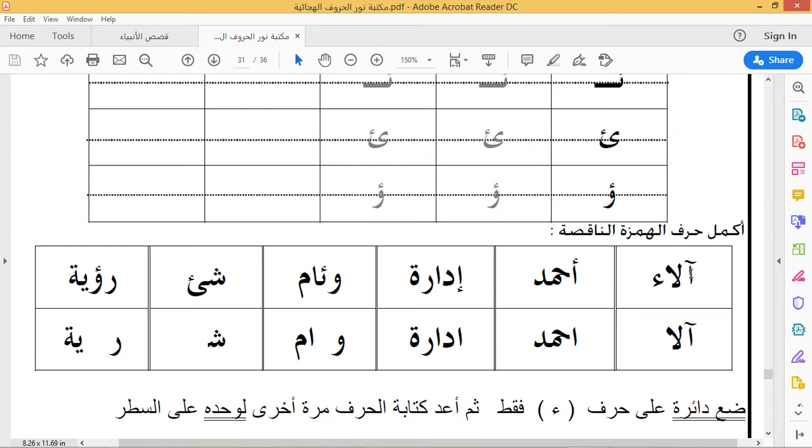Here you have two Hamza joined together. One of them has a complete haraka, while the other has a partial haraka of sukun. And that's why the two were joined together to have a mad. So that will be Ala'u, Ahmad, Idaratun, wa wi'amun, Shay'un, Ru'ya. So all of these, you have to complete them. Ru'ya, you have to complete it.